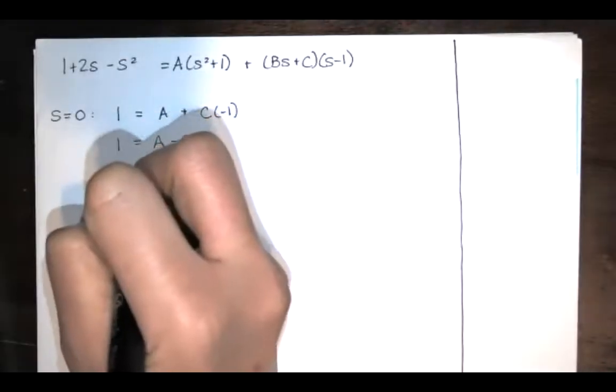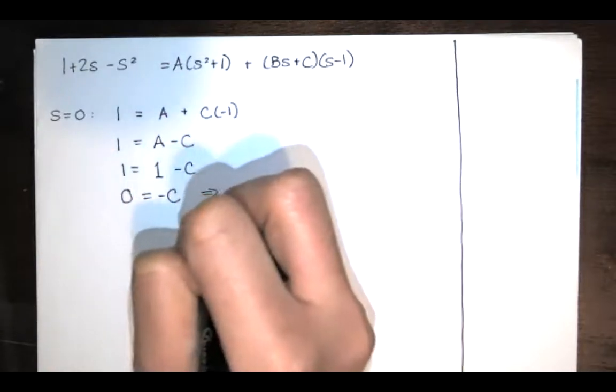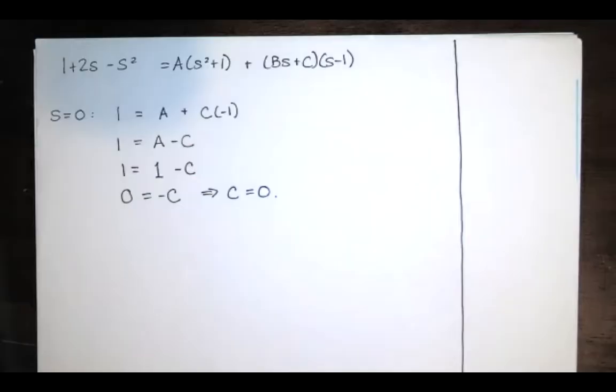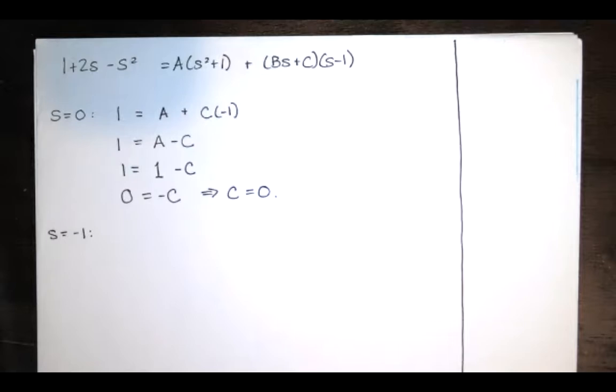So that's nice. We know what a is. And if we subtract 1 from both sides, we get 0 equals the opposite of c. So c must be the opposite of 0, which is 0. Very nice. We need another value of s. So let's try s equals -1.